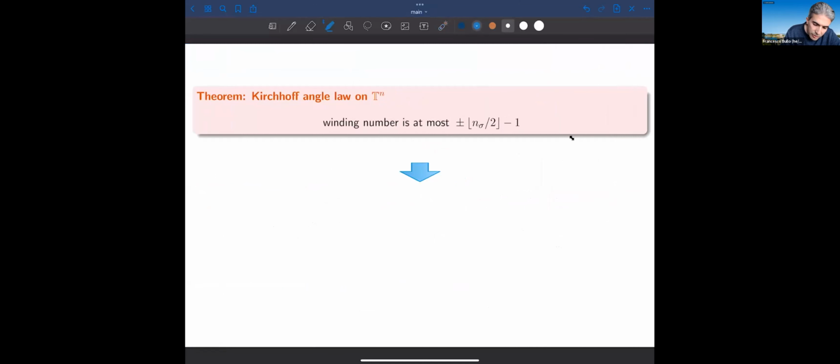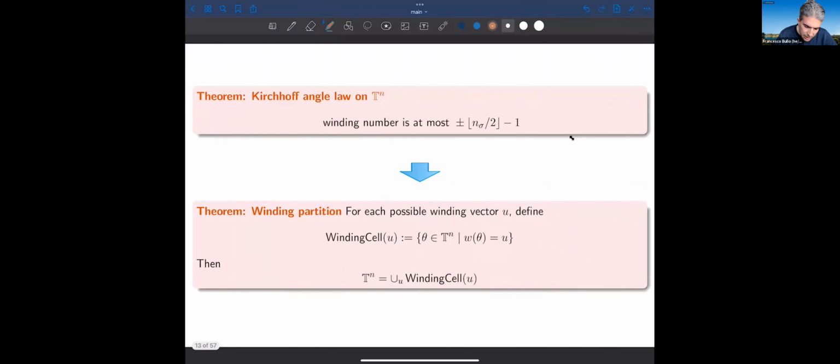First of all, there is a Kirchhoff angle law. It's like a voltage law. If you go on a cycle and you sum voltage differentials, they sum to 0. But here, when you run around, the sum is 2 pi times k. So the Kirchhoff angle law says that the winding number is an integer, and it's upper and lower bounded by the number of nodes on the cycle divided by 2 minus 1, something like that. It's not important. And here's another very important concept.